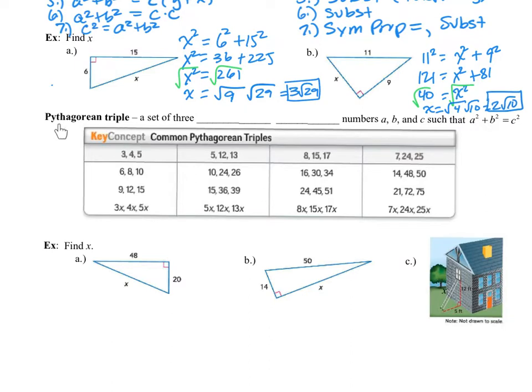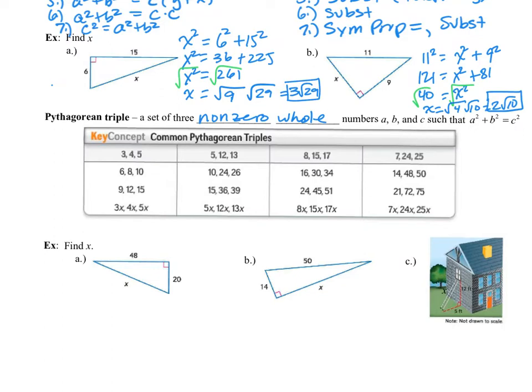Okay, now the next thing we're going to talk about is Pythagorean triples. This is something that you may have instinctively started to figure out, but if not, it's time to learn some Pythagorean triples. It'll help you so much in the future. So first of all, what is a Pythagorean triple? Well, a Pythagorean triple is a set of 3 non-zero whole numbers, a, b, and c, such that a squared plus b squared equals c squared.